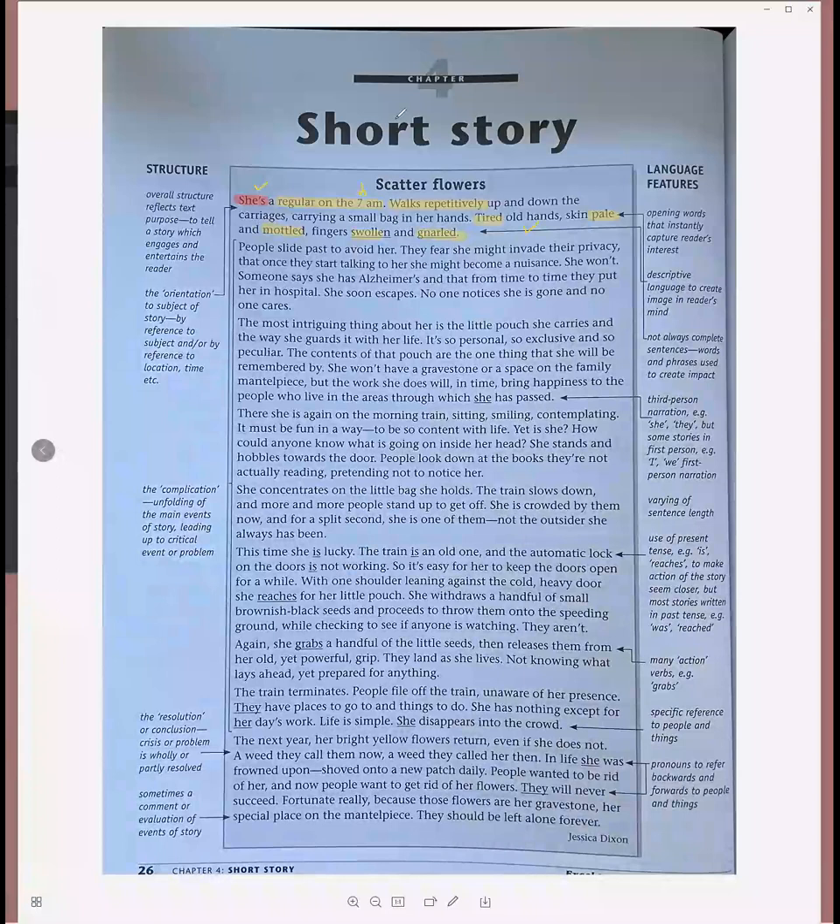You know what she's doing. Okay, she's on the train, but she's not sitting down. She's walking around. Where is it? On the train? Okay, I think it slipped from me just now. So when we say she's a regular on the 7 a.m., you know that she is in some sort of transport that comes at 7 o'clock in the morning. Okay.